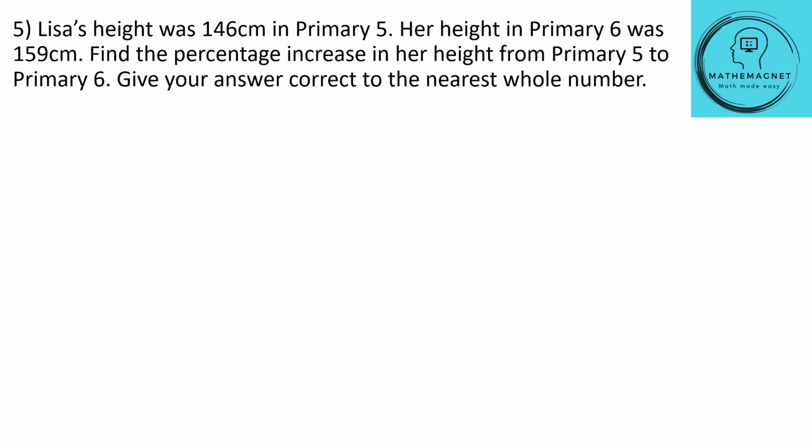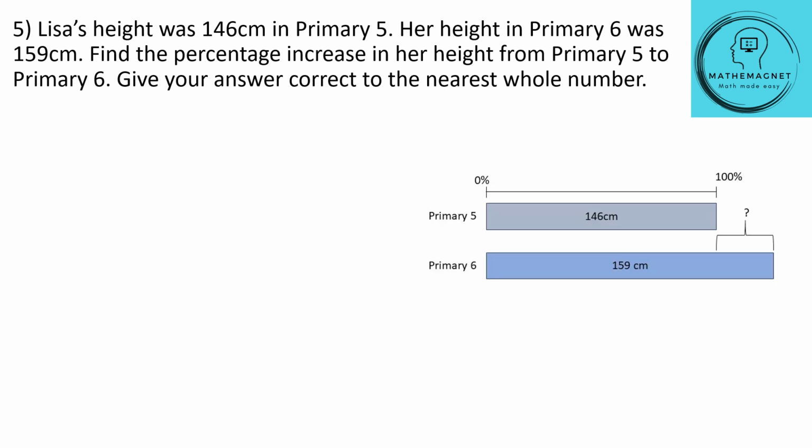So over here they have said that Lisa's height has increased from primary 5 to primary 6 and they want us to find the percentage increase for the amount of height she has increased. Since we are comparing primary 6 height to primary 5, primary 5 will be your base value, so that will be 100%. So let's look at the bar model. Over here primary 5 is your 100%, which is your 146 centimeters, and primary 6 becomes 159 centimeters, and they want us to find how much this differential amount contributes in percentage. So let's see how to go about it.